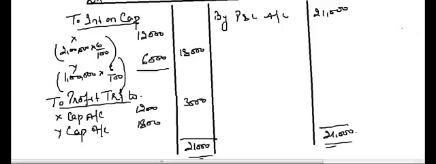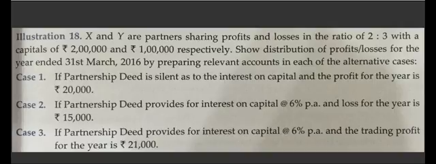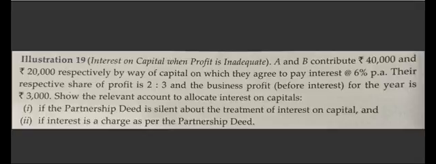Clear? Let's move on. Let's see the next problem now. Next problem reads, A and B contribute 40,000 and 20,000 respectively by way of capital, on which they agree to pay interest at the rate of 6% per annum.